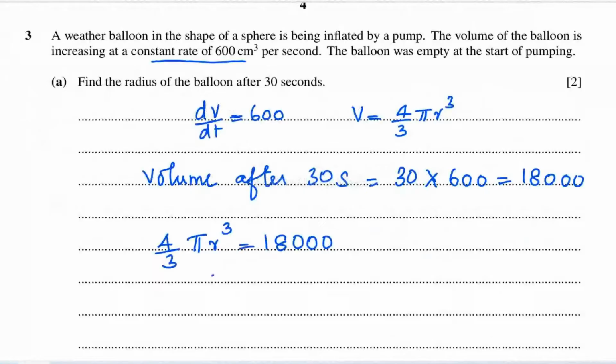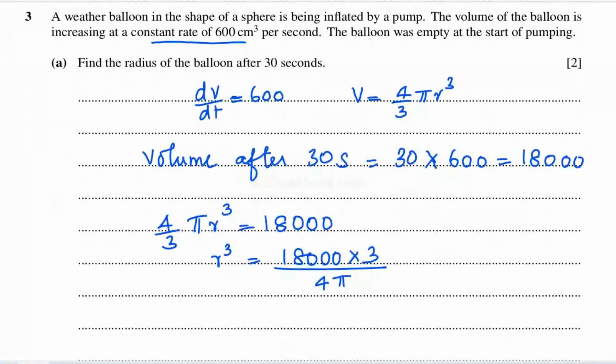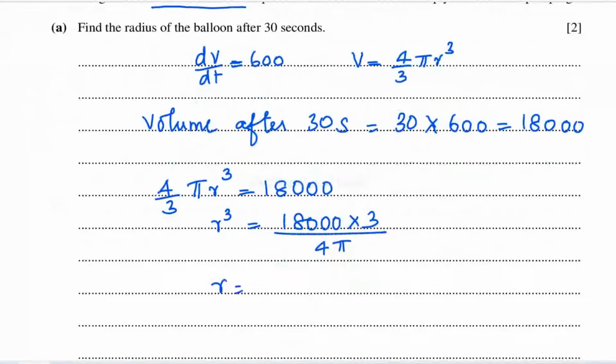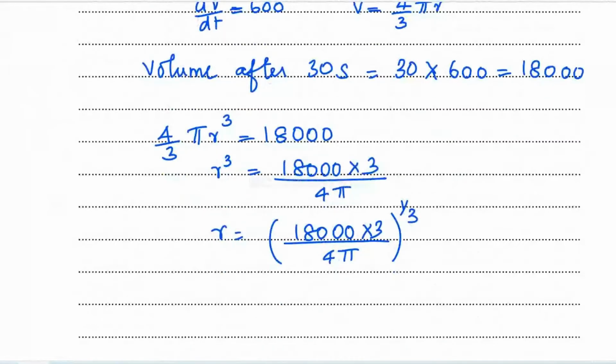So now make r the subject: 18,000 multiplied by 3 divided by 4 pi. So r is equal to 18,000 multiplied by 3 divided by 4 pi, the whole power 1 over 3, and r is equal to 16.3 centimeter.